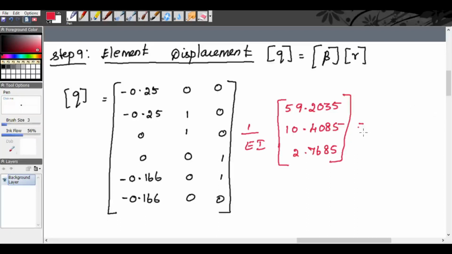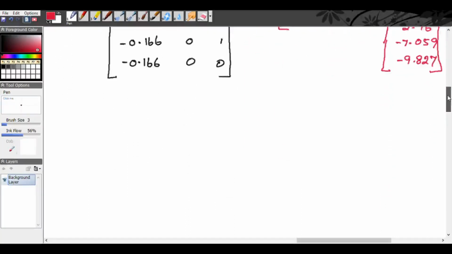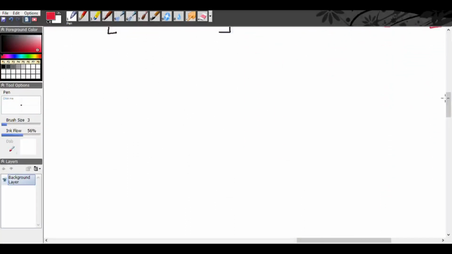So you get 1 by EI into minus 14.8, minus 4.392, 10.408, 2.76, minus 7.059 and minus 9.827. We will move on to our step 10.